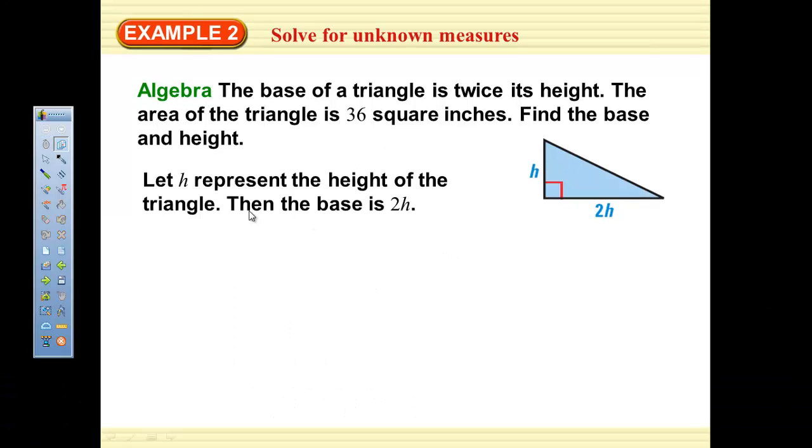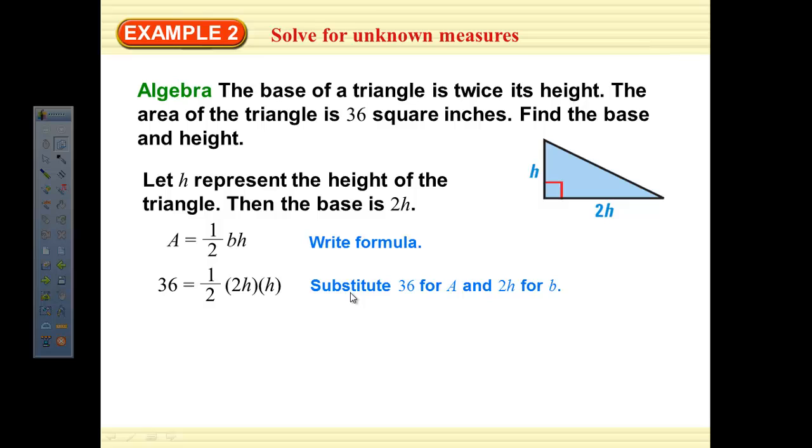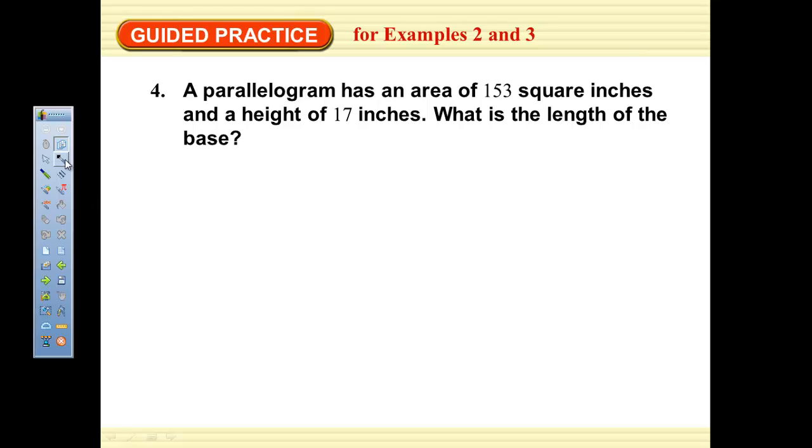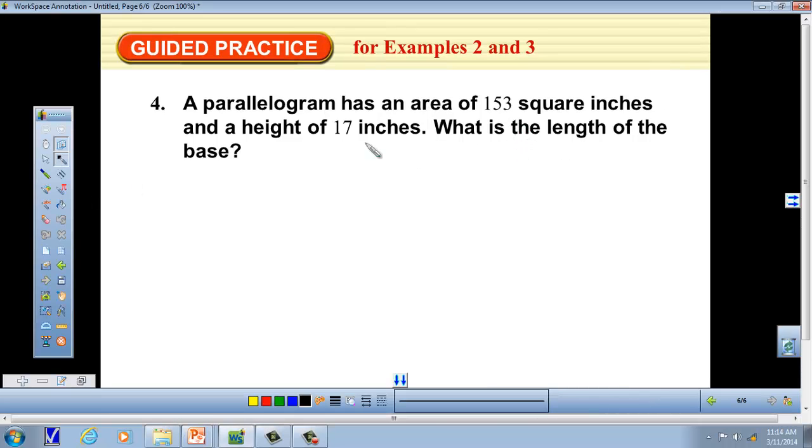So h represents the height, the base is 2h. We write our formula, we plug everything in, we simplify, and we get our answer for h. Our height is 6, our base is 12. Here's another problem similar to that. We're given the area and we're given the height, and we want to find the length of the base.